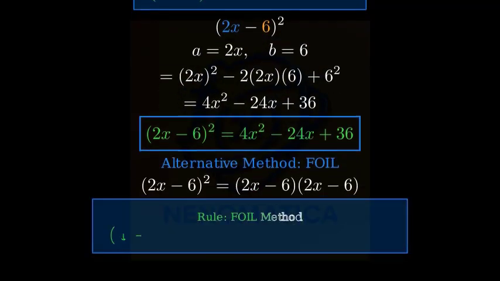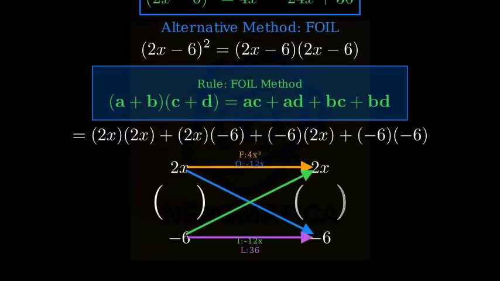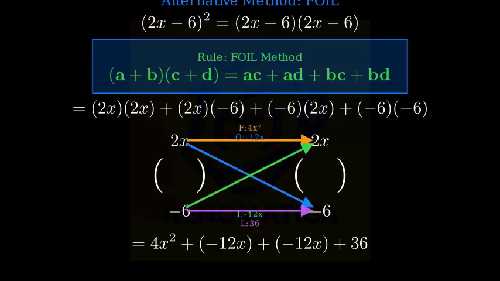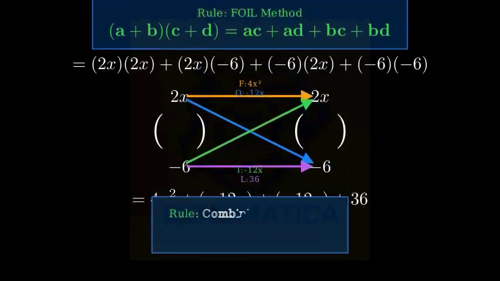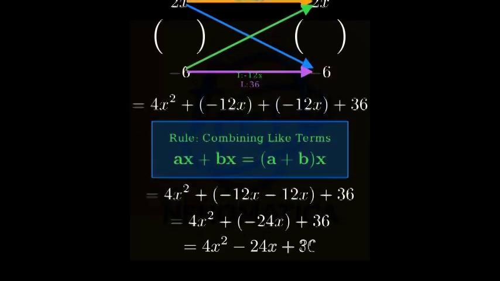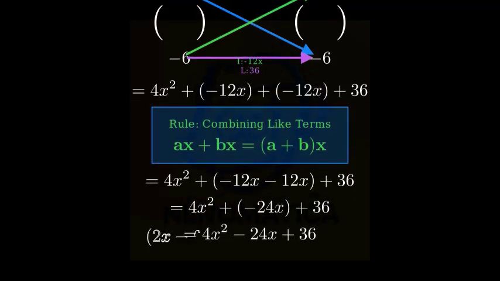Using FOIL, we multiply. First, 2x times 2x equals 4x squared. Outer, 2x times negative 6 equals negative 12x. Inner, negative 6 times 2x equals negative 12x. Last, negative 6 times negative 6 equals positive 36. Simplifying the products, we get 4x squared plus negative 12x plus negative 12x plus 36. Combining like terms, we get 4x squared minus 24x plus 36. This gives us the same result that we found using the square of difference formula. This verifies that our formula works correctly.